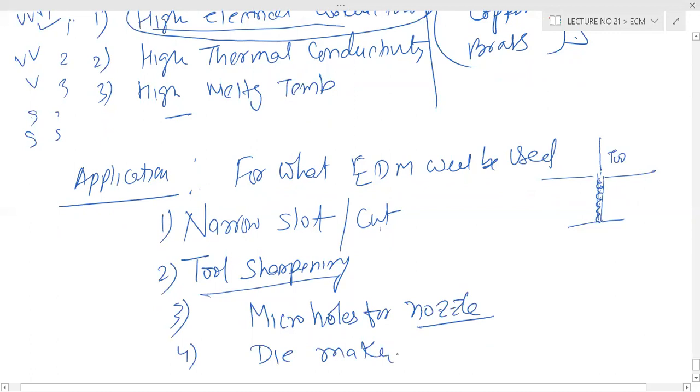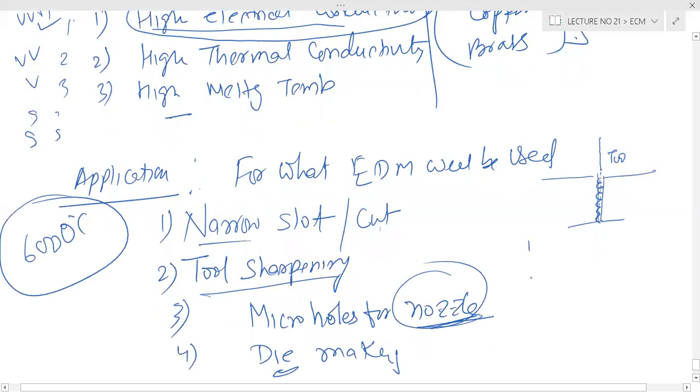Here a peculiar thing is that at 6000 degrees centigrade it can melt and evaporate any hard material. So narrow slot, die material is very hard. Suppose you want to make a nozzle for abrasive jet machining. Tungsten carbide is used, so you want to machine this, you will use this EDM process.